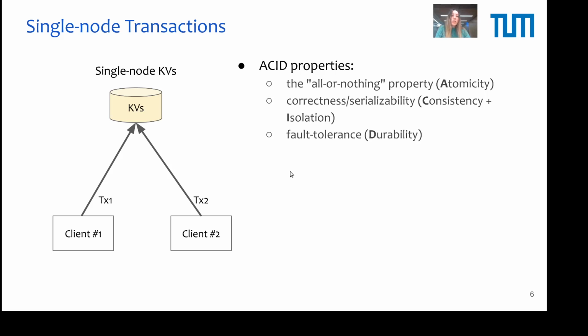Now let's talk about single node transactions, which are executed over a single node key value store. We say that transactions are ACID, which stands for the following four properties. A transaction needs to have the all or nothing property. They need to preserve a correct state of the system as if each of them had been executed serially. And lastly, they need to be durable and survive after a fault.